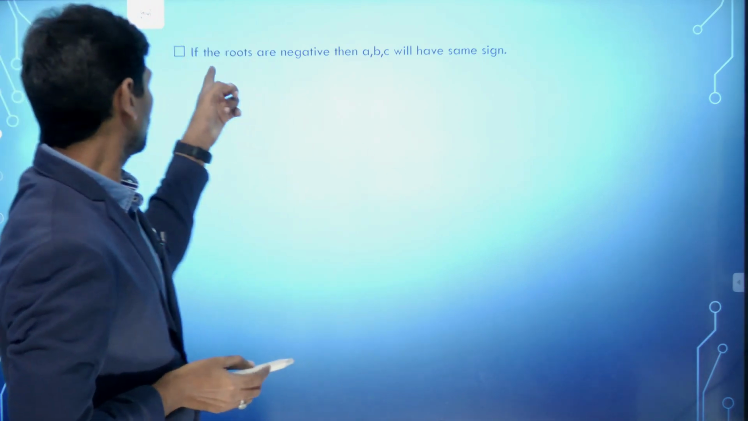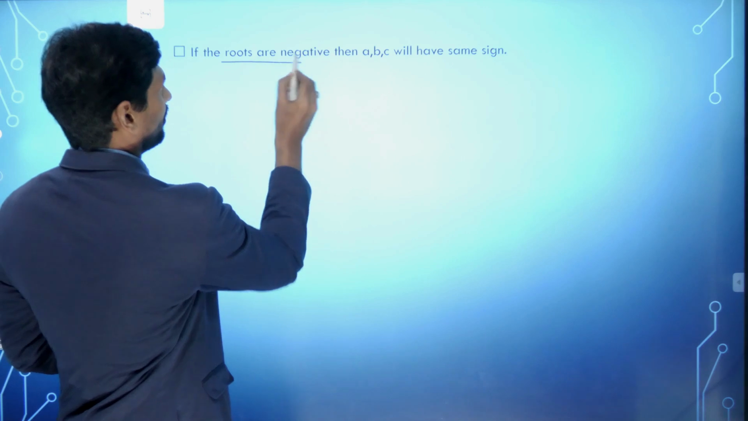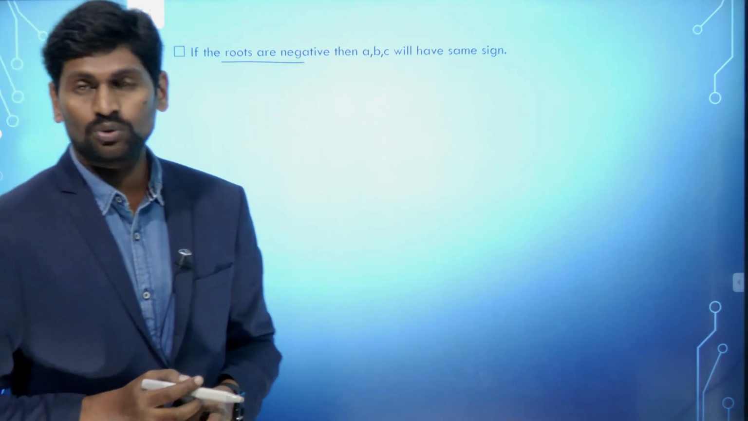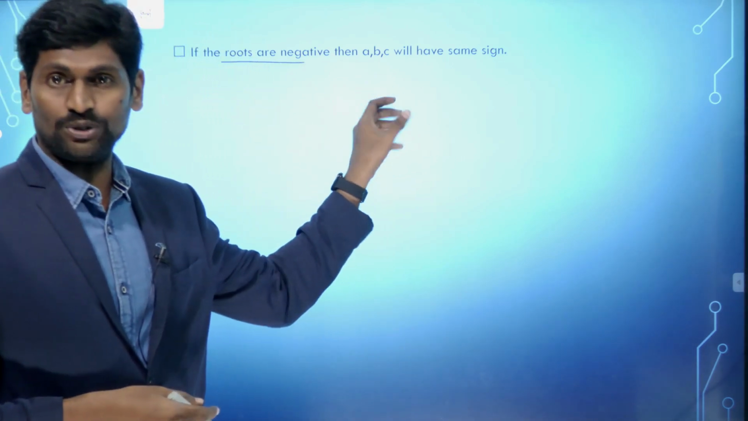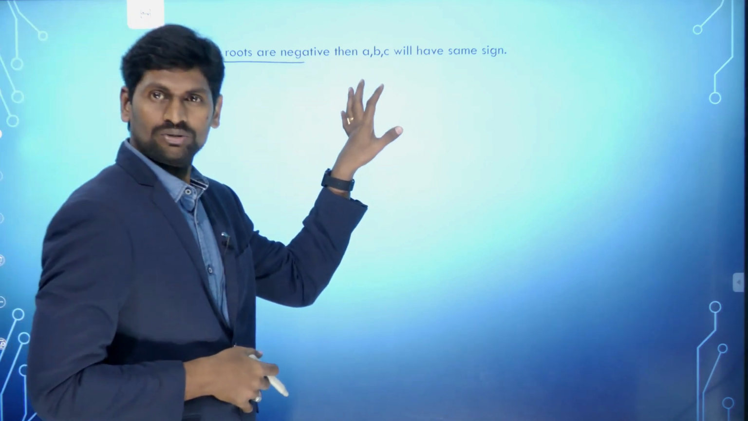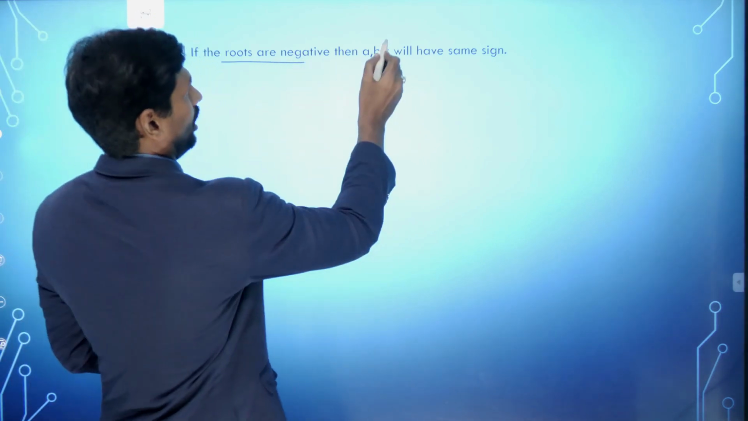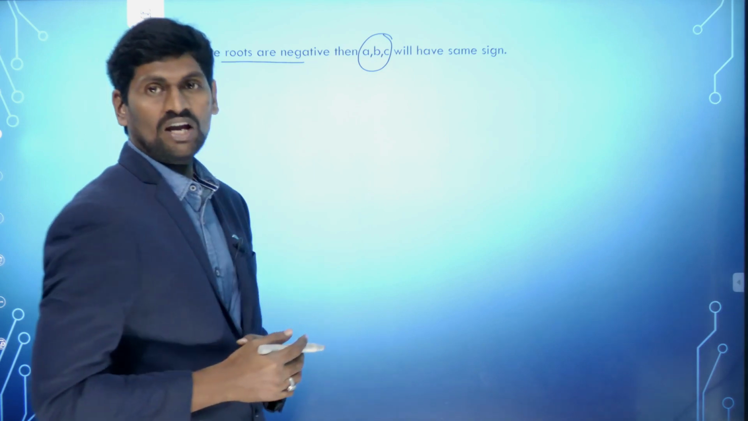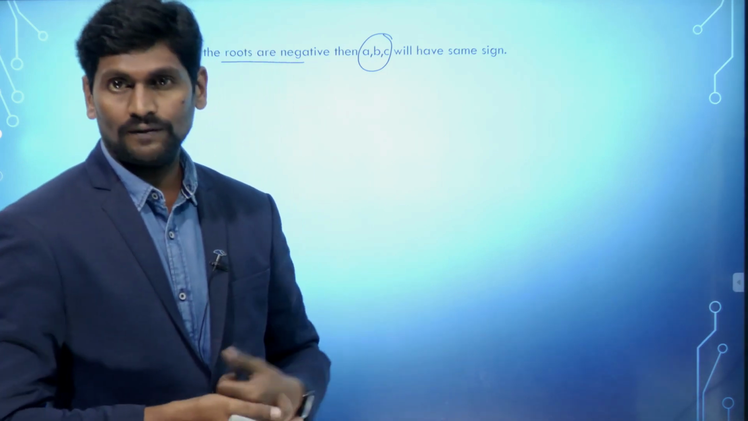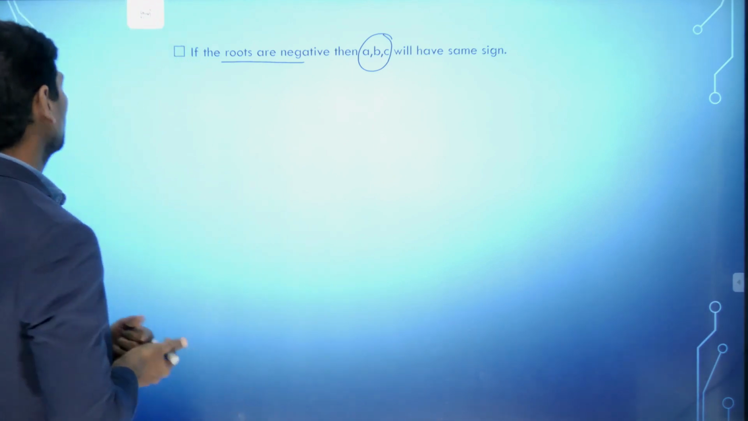Next, if the roots of a quadratic equation are negative, then a, b and c all have the same sign. We have discussed already with an example. Okay?